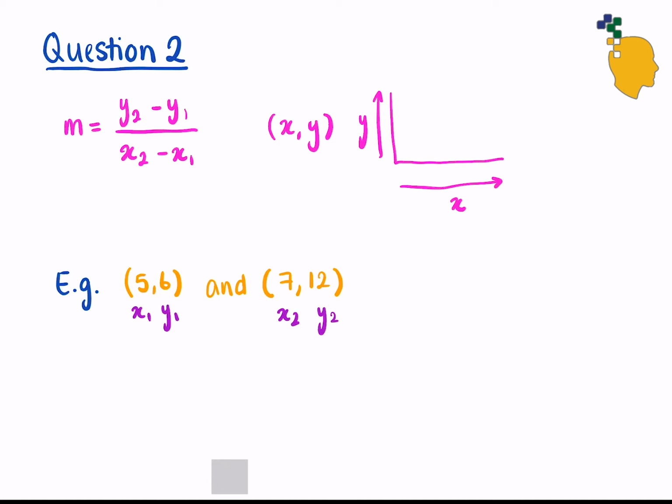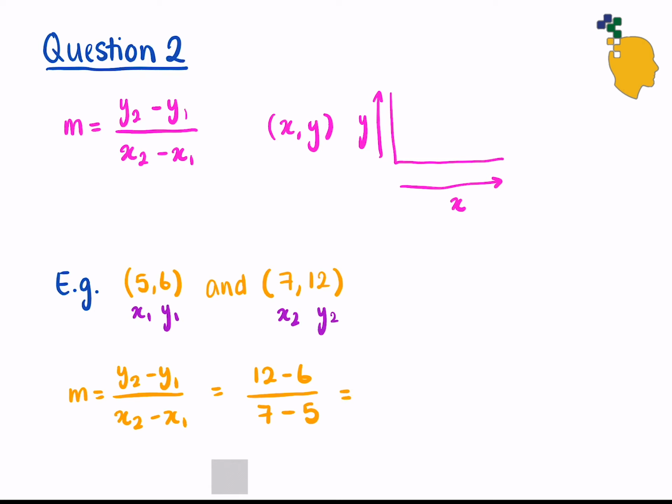Now, the equation, remember, was m equals y2 take away y1 over x2 take away x1. So now we're just going to plug in the numbers. y2 is 12, we're going to put 12. y1 is 6, so we're going to do 12 take away 6 over, what's x2? x2 is 7, we'll put 7, and then x1 is 5, so it'll be 7 take away 5.